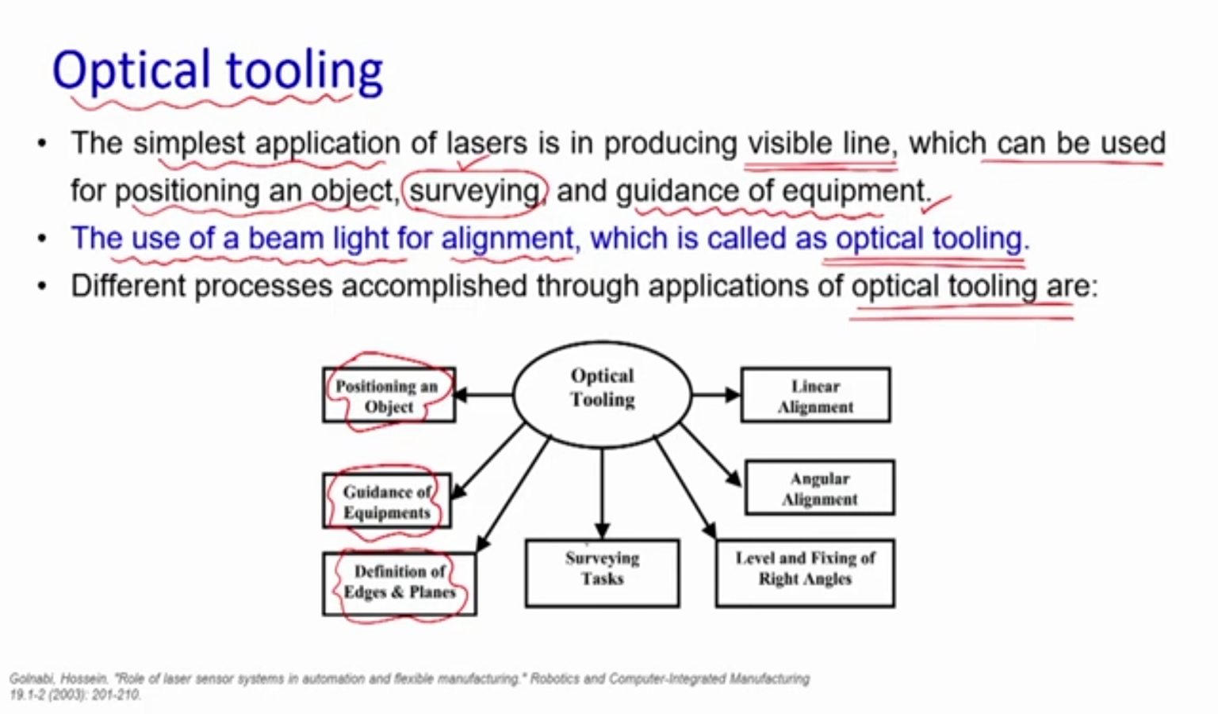This I have just now talked to you about, that is the surveying tasks. In civil engineering applications, we are using the lasers for surveying operations. Then alignment, to have the linear alignment of the parts or the tools. Even for angular alignment as well, we are using the optical tooling, and then fixing of the right angles, which is very essential in machining operations to have proper right angles maintained with respect to the application of forces. There the lasers are helping a lot.